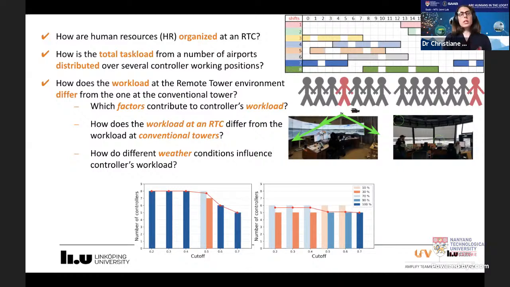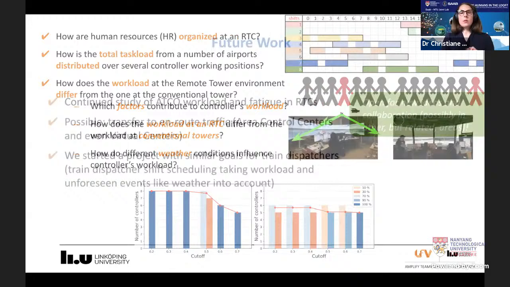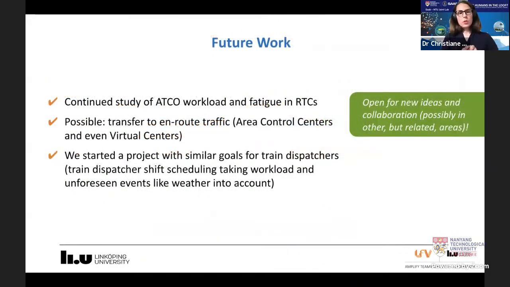So we interviewed controllers, and with that, we obtained an impact on the different tasks. How many additional tasks do we get, and then defining by the cutoff from the operational requests, we have these higher numbers of controllers that are necessary because of weather. And with that, I would just briefly come to future work.